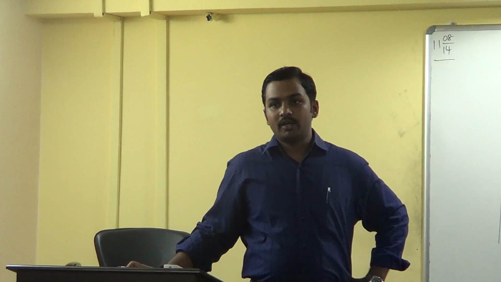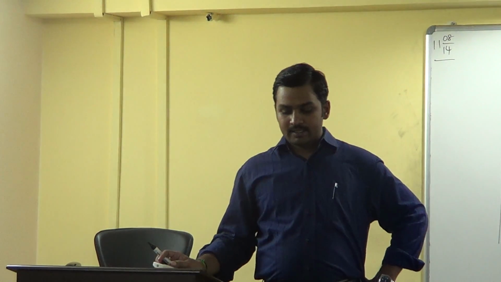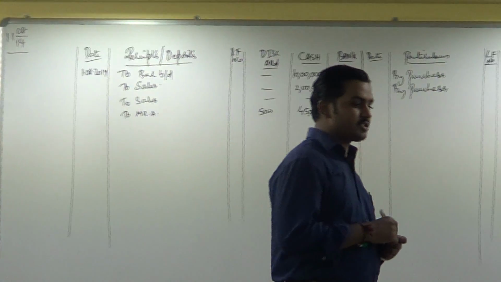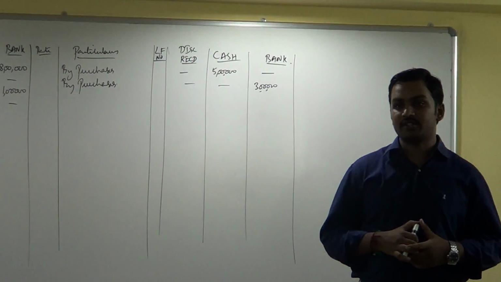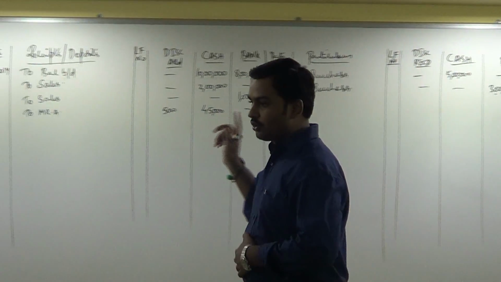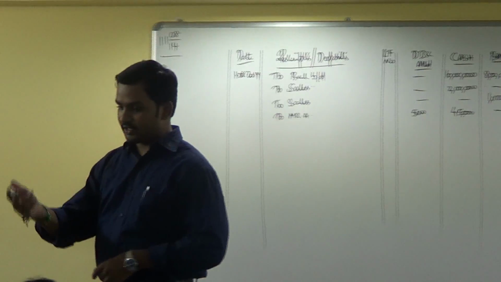Goods purchased on credit from Mr. C, 70,000 rupees. How do you record an entry for this? Purchase account debit to Mr. C account. We don't record it in the triple column cash book. We record it in the purchases book. Next transaction.